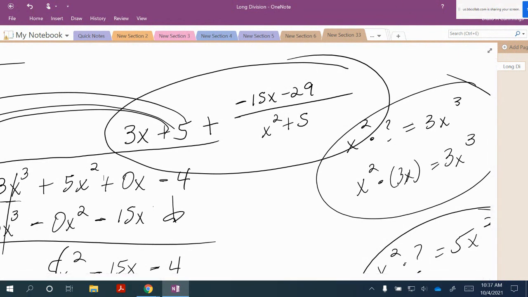All right, so now we will take a look at an example using synthetic division.